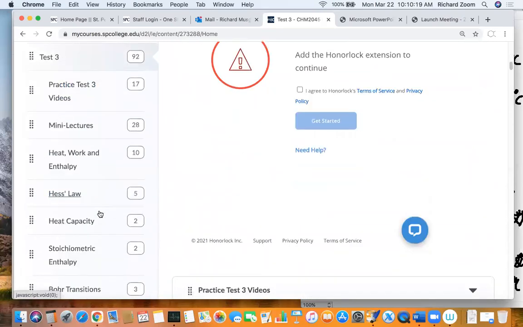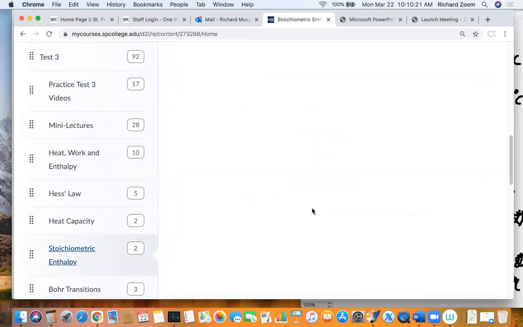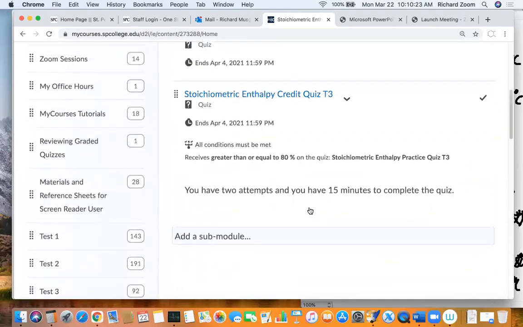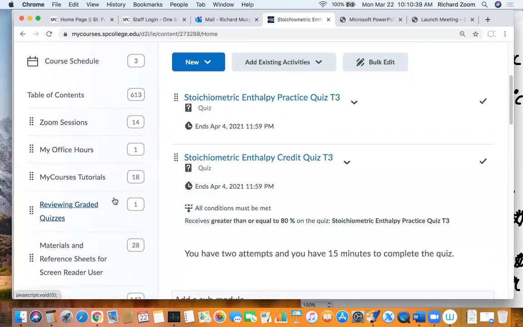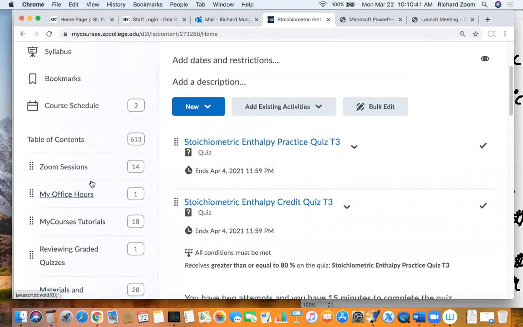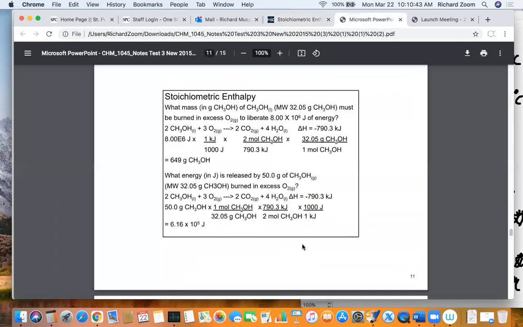Let me show you also the Stoichiometric Enthalpy folder. And again, you have a practice quiz, and you need to get 80% on the practice quiz to open the credit quiz. You get 2 attempts at the credit quiz, and that's extra credit. Does anybody have any questions? Okay, that's good.